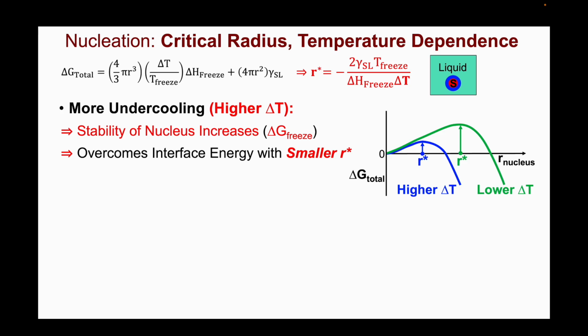The dependence of critical size on the undercooling is shown here for a given system. At lower T, which is a higher undercooling delta T, the increased stability of the nucleus allows it to overcome the interfacial energy with a smaller r. So this would be our more undercooled sample. This would be less undercooled, which requires the higher critical radius.